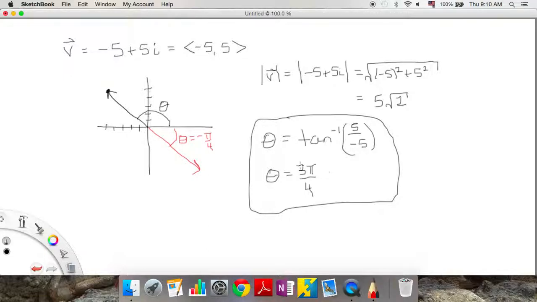Make sure you've read section 7.2. You've looked over how to graph the complex numbers as a point and how to deal with them as a vector. And you've looked at the modulus and the argument, which is the magnitude of the vector and the direction of the vector. And you know how to find all of those.